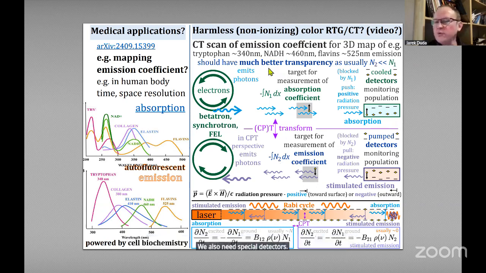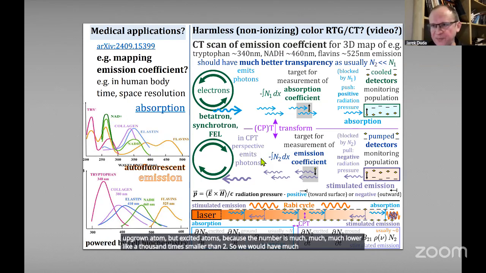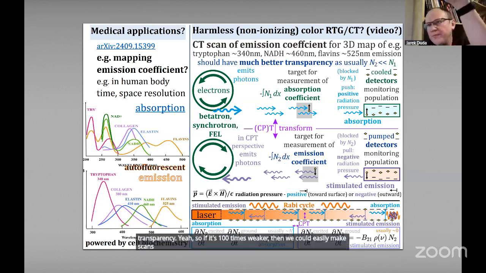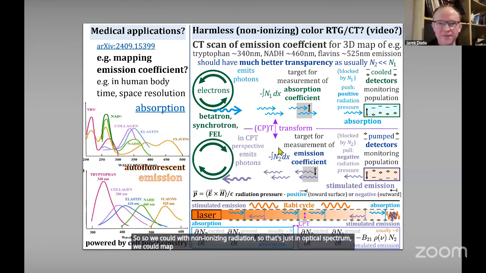So why would it be better to scan not ground state atoms but excited atoms? Because the number is much lower, like 1,000 times smaller, the N2. So we would have much better transparency. Yeah, so if it's 100 times weaker, then we could easily make a scan through the human body. So we could, with non-ionizing radiation, so just in the optical spectrum, map excited atoms inside our body. So instead of absorption coefficient, emission coefficient.